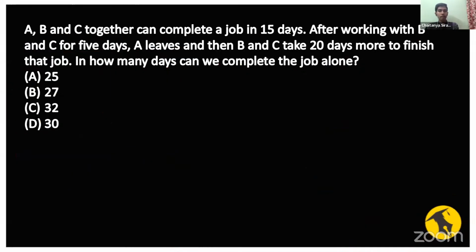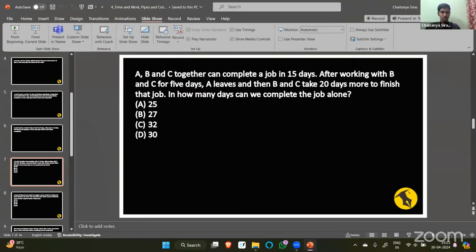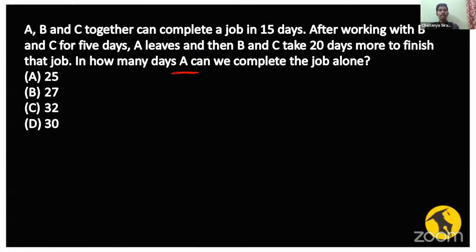A, B, and C can complete a job in 15 days. After working with B and C for 5 days, A leaves, and then B and C take 20 days more to complete the job. In how many days can A complete the job alone? Okay, I'll just make that edit right away.